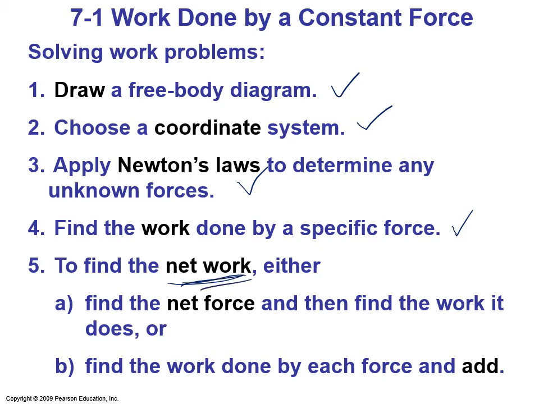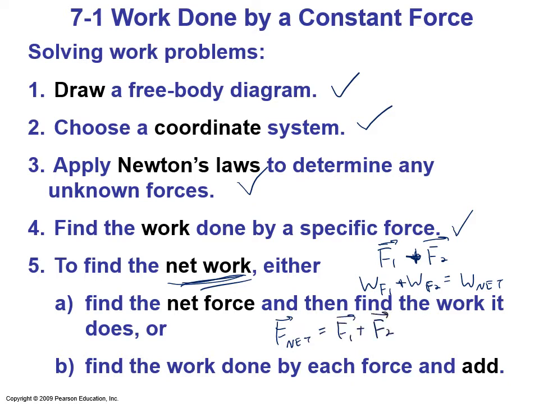which could come in one of two ways. So if you have two forces, say F1 and F2, then you could talk about the work done by F1 and add it to the work done by F2. That would be equal to the net work. You could also talk about the net force, which is equal to F1 plus F2, and you could say the net work is just F net dot the displacement, and you could do it this way.